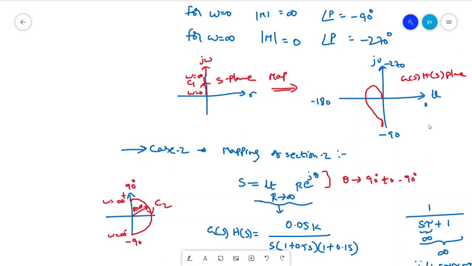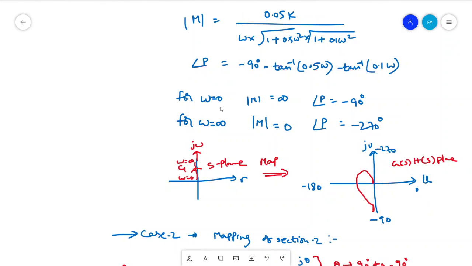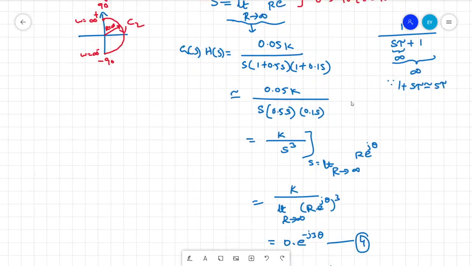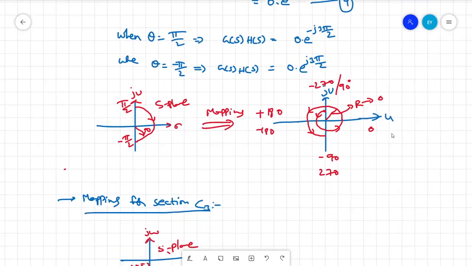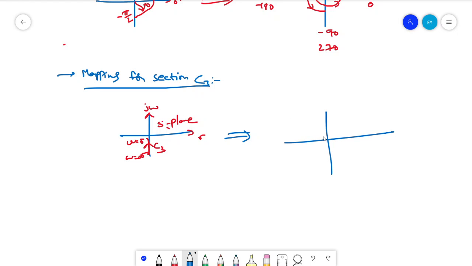And if you want to solve manually, you can substitute with the same procedure, omega equal to 0 to infinity. For each omega value, you have to calculate M, that is magnitude, and the phase at omega equal to 0 and omega equal to infinity to compute this. Okay, just the reciprocal. I'll just write this point directly. It is just the same case.